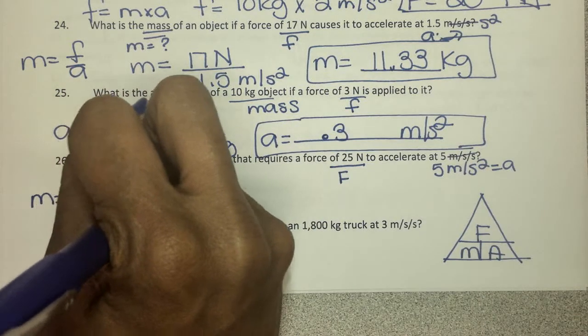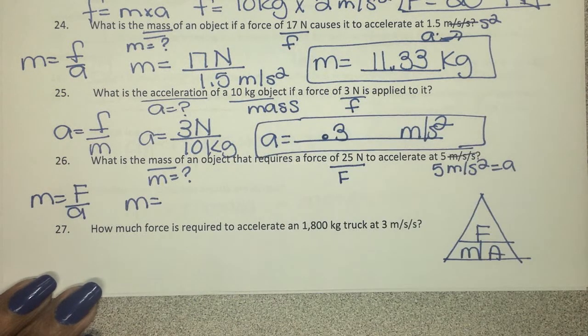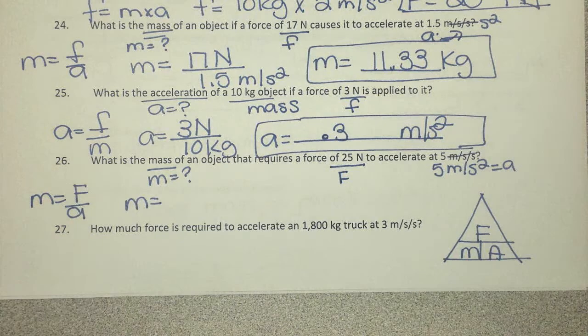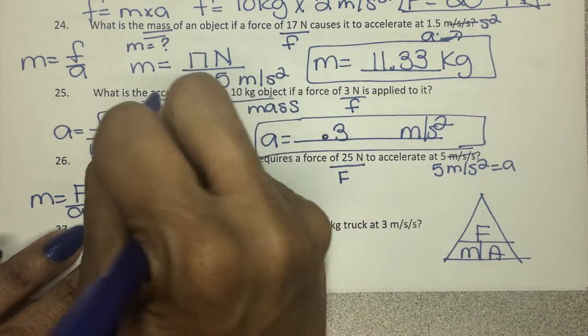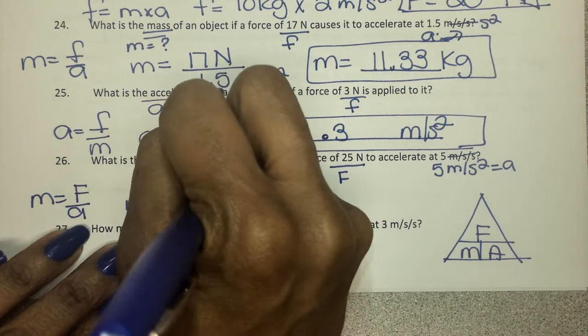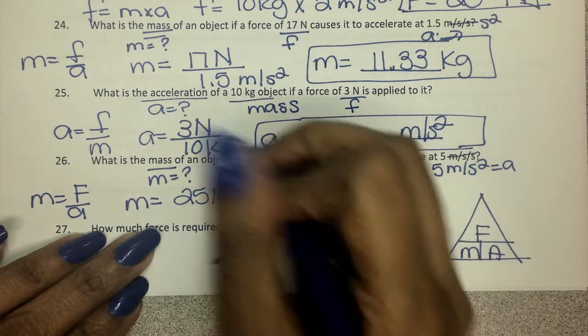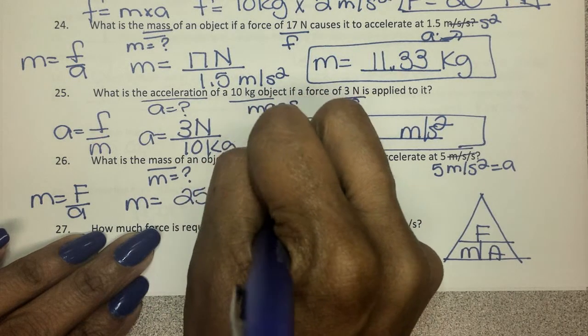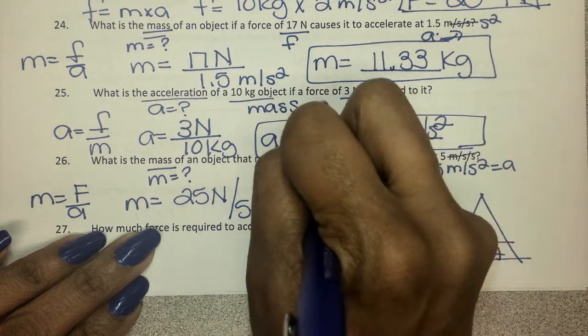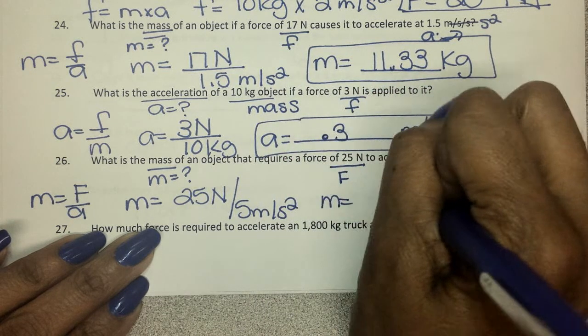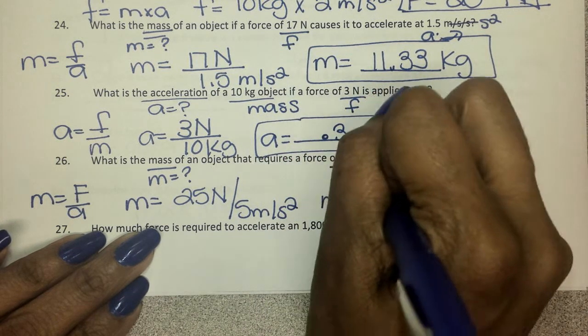So my mass is equal to my force, 25 newtons, divided by acceleration, 5 meters per second square. Mass is in kilograms. 25 divided by 5 is 5.